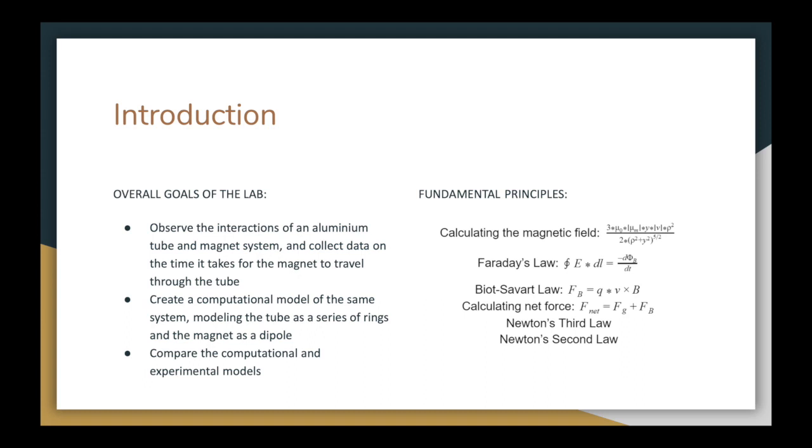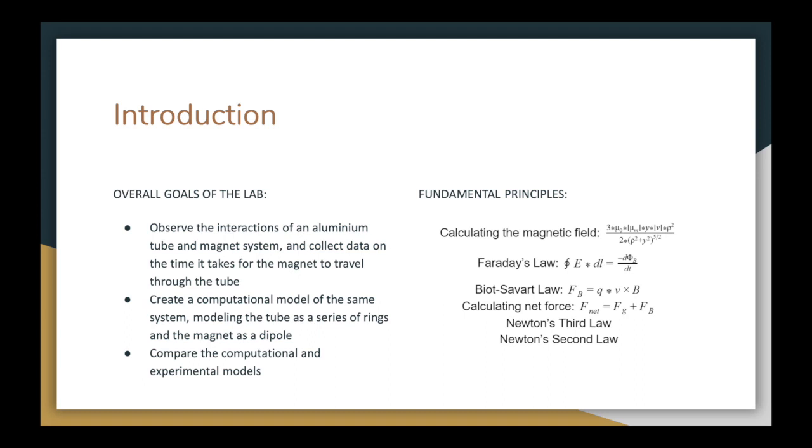There were several overall goals of this lab. First, we were to observe the interactions of an aluminum tube and a magnet system and collect data on the time it takes for the magnet to travel through the tube. Next, we created a computational model of the same system, modeling the tube as a series of rings and the magnet as a dipole. And finally, we compared the computational and experimental models.